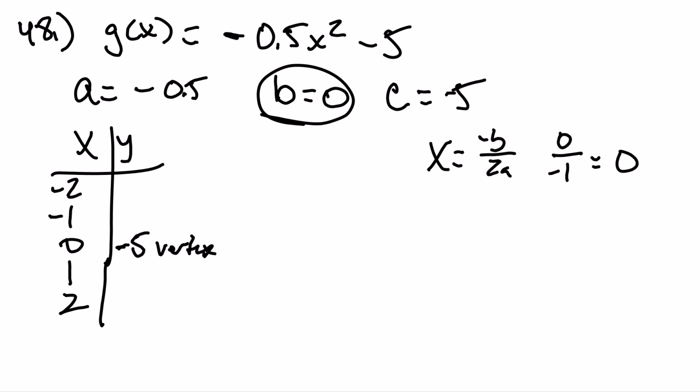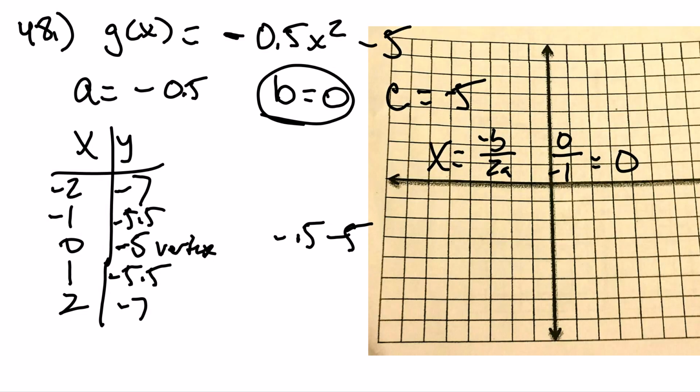Plug in 0, it's really easy, gives me negative 5. Now I'm going to plug in 1. 1 squared, I get negative 0.5 minus 5. I'm going to get negative 5.5. That's going to rotate over. Now I'm going to plug in 2. 2 squared is 4. Half of that times negative is negative 2, so I get negative 7. Now I just need to plug that in my graph. Alright, so I have 0, negative 5. I go negative 1, a half, 5 and a half. And I go negative 2 down to 7. There's my graph. That's it for 48.